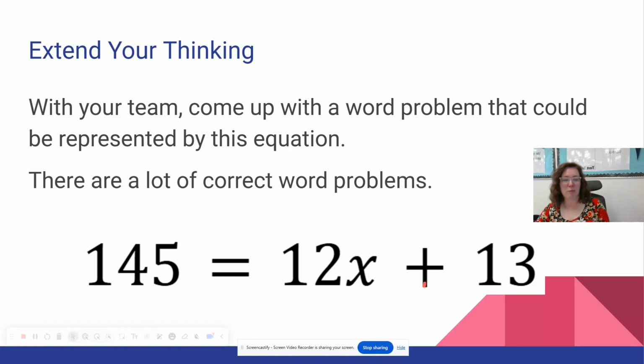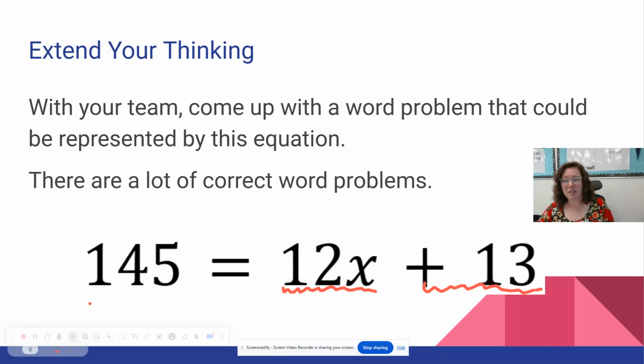My plus would just be the amount of money I started with. I started with $13. My change would be how much money I'm earning. I'm earning $12 per, however often you want it to be, per day, per week, per month, per hour, whatever you want it to be. I earn 12 per job. I earn $12 each time I shovel a driveway of snow, whatever it is.